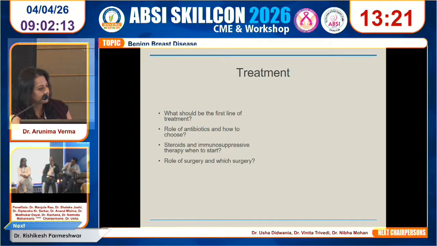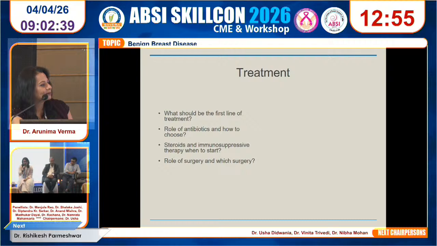Generally, the policy should be conservative, and definitely there is a role of no treatment, but that is only for very early small lesions, incidentally detected. Those cases you can just safely observe. Most of them might not manifest. Correct. Dr. Manjula, role of antibiotics, and if yes, how would you choose?